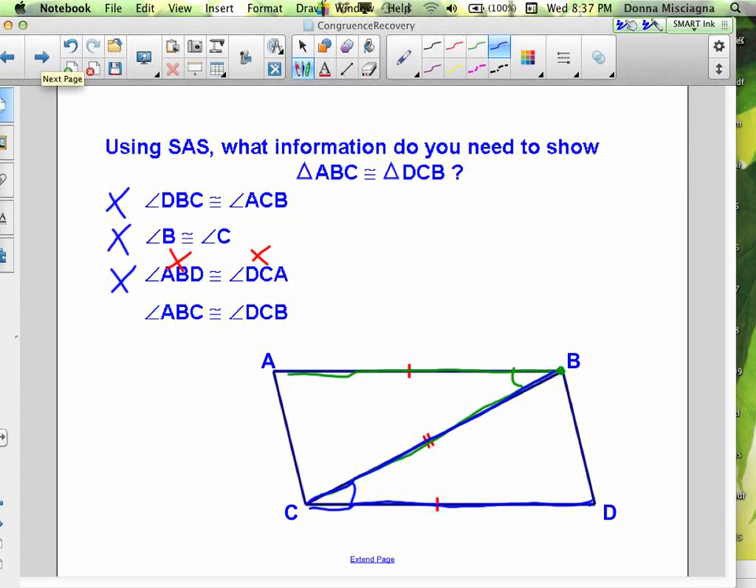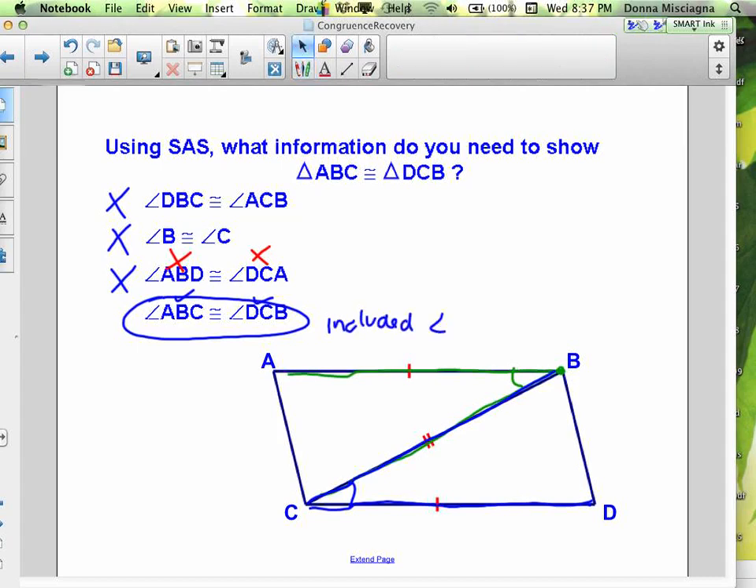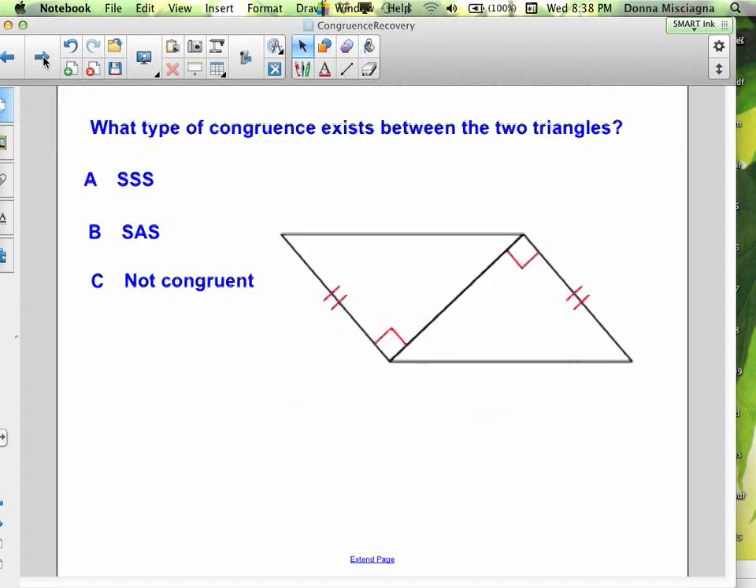ABC, that's good. And DCB, that's it. That's the right one. So this is the included angle, and that's the right answer. That's what we would need to be able to show triangle ABC was congruent to triangle DCB using side angle side. Some of these are in your notes, just a few of them. I don't think any of these multiple choice ones, so you, of course, can take extra notes.